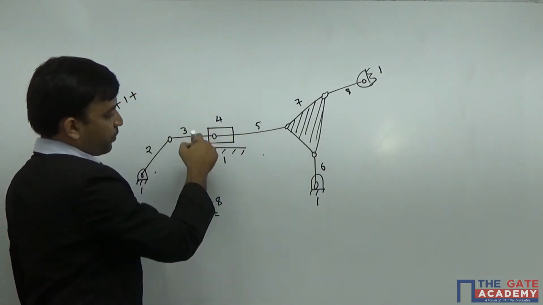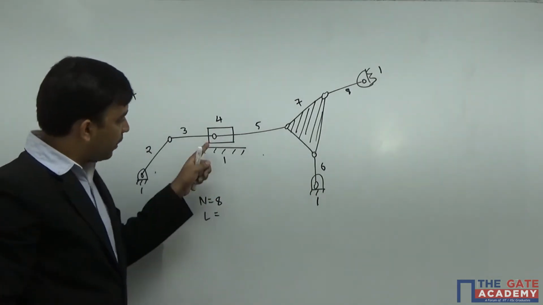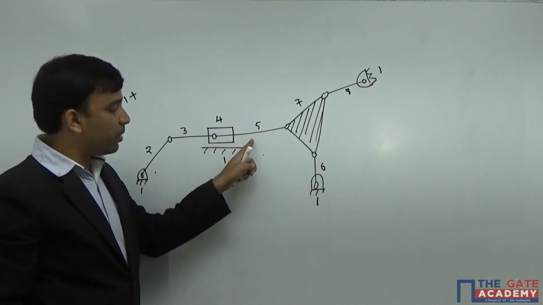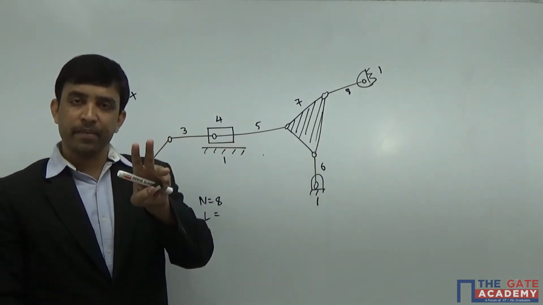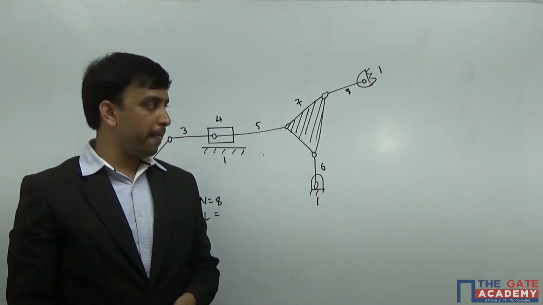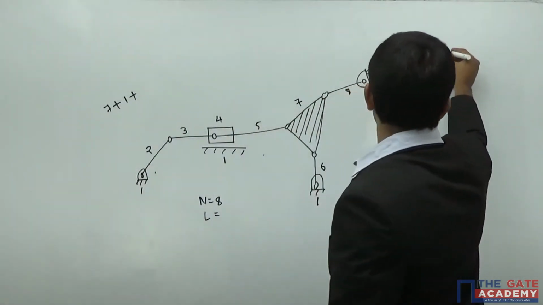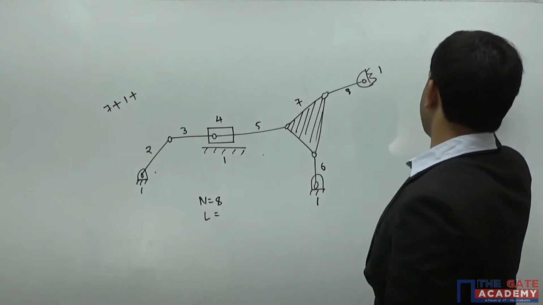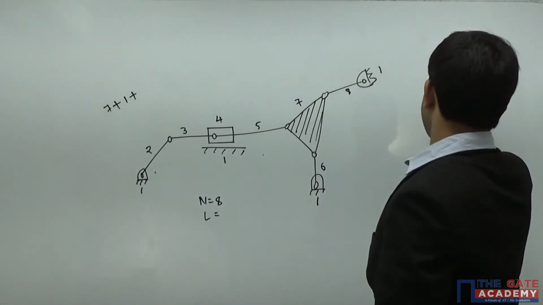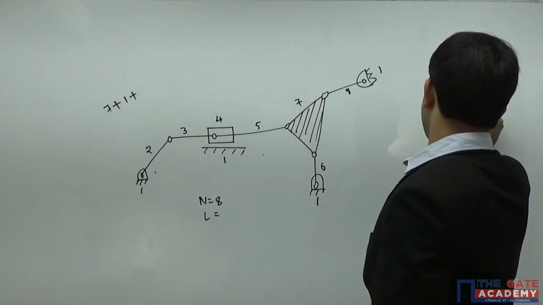And if you look at this hinge, link number 4, link number 3, and link number 5, 3 links are connected. If 3 links are connected at a single point, we call it a ternary joint. These kinds of joints are called binary joints, where 2 links are connected at a point, like link number 1 and link number 2. So I can say one binary joint is equal to one lower pair.